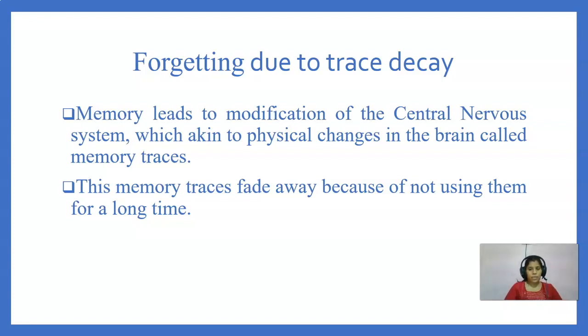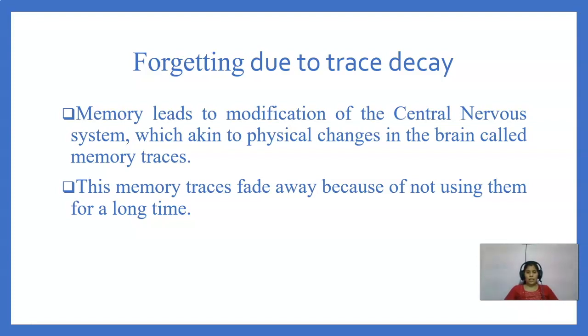Let me explain it with an example. Suppose I have read a particular story, and the information from it is there in my mind, which has created some physical changes, a trace in my mind. But I didn't read the story for a long period of time. Then, due to disuse, the traces will fade away, and I may forget many aspects or many portions of that story. So this is called trace decay theory.